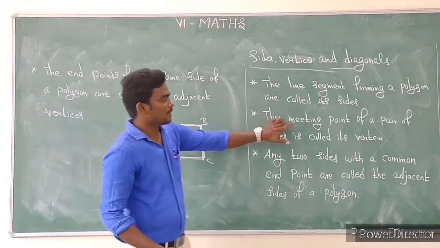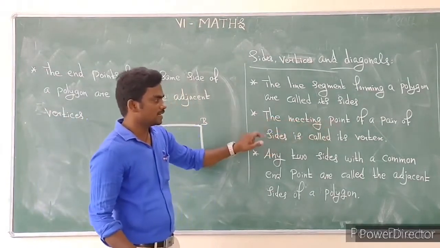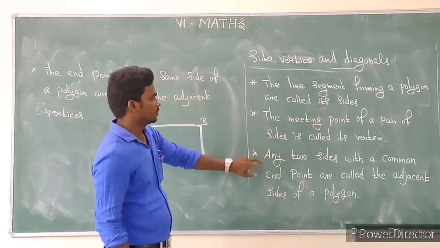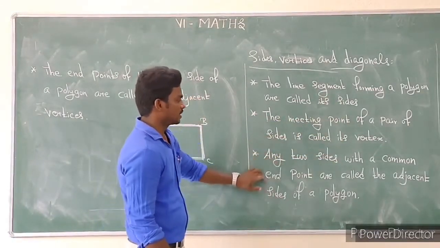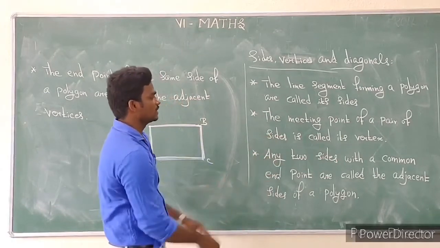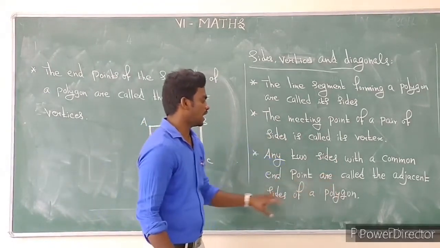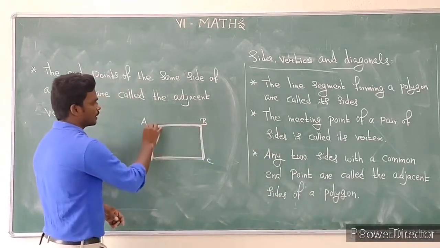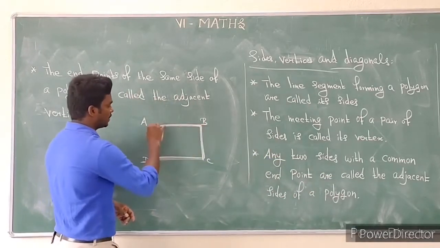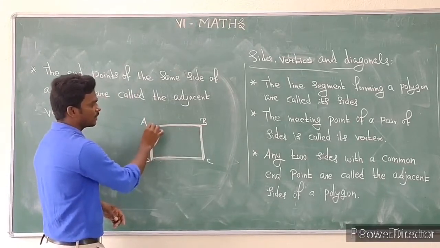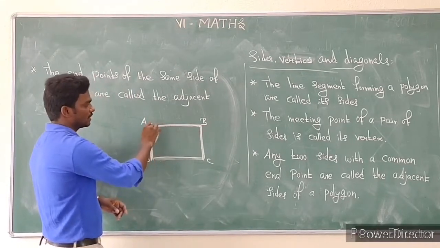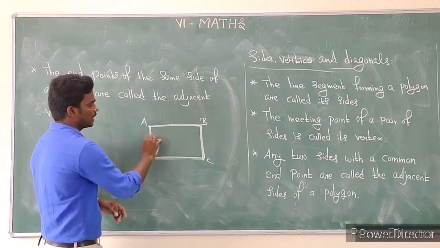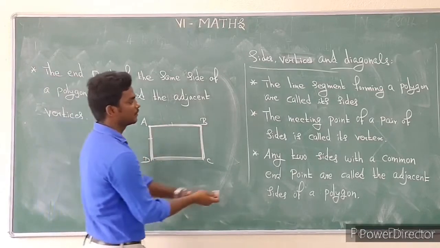What is that? The meeting point of a pair of sides is called a vertex. Next, any two sides with a common end point are called the adjacent sides of the polygon. These two lines have the common point A. The lines AB and AD have the common point A. So any two sides with a common end point are called adjacent sides. So the lines AB and AD are adjacent sides.